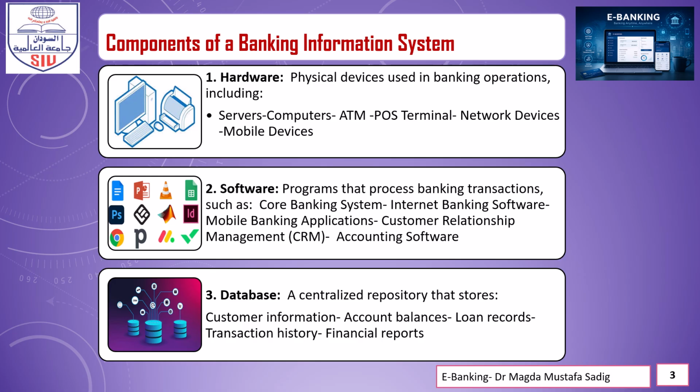The second component is software. Software consists of computer programs that perform banking operations. Examples include the core banking system, internet banking software, mobile banking applications, customer relationship management systems, and accounting software. Software tells the hardware what to do. When a customer transfers money through a banking application, software processes that request automatically.